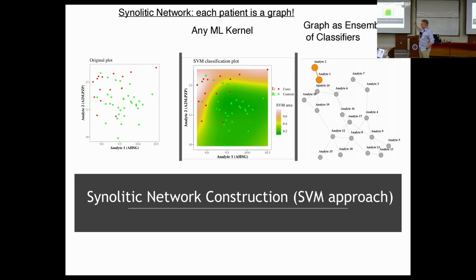Yes, so vertex is a parameter, edge is a label assigned with the class. So how much these two parameters characterize this patient as being unhealthy. Okay? Okay, let's go on.